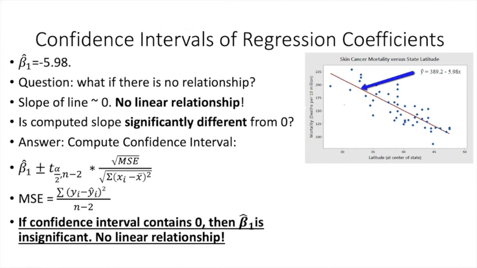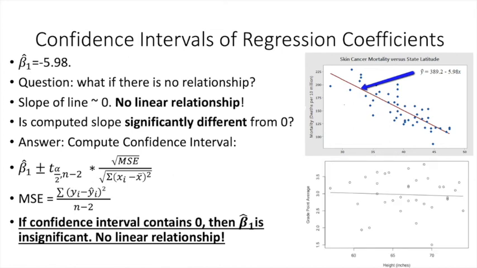And hence, we can say that the computed value of beta 1, that is minus 5.98, is indeed significant, and therefore we can assume a relationship between the dependent and independent variables. Instead, if the confidence interval were to be between -7 and +2, then that interval contains a zero value, and hence we fail to reject the null hypothesis, and we cannot assume a relationship between the dependent and independent variables based on the data that we have observed.